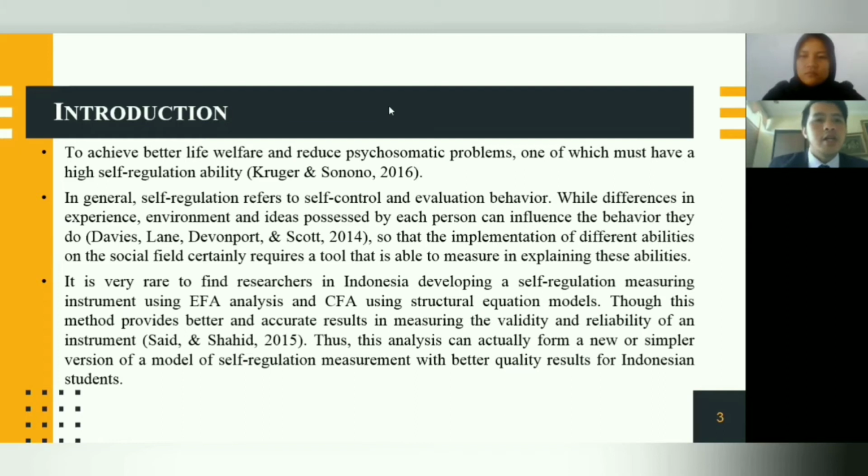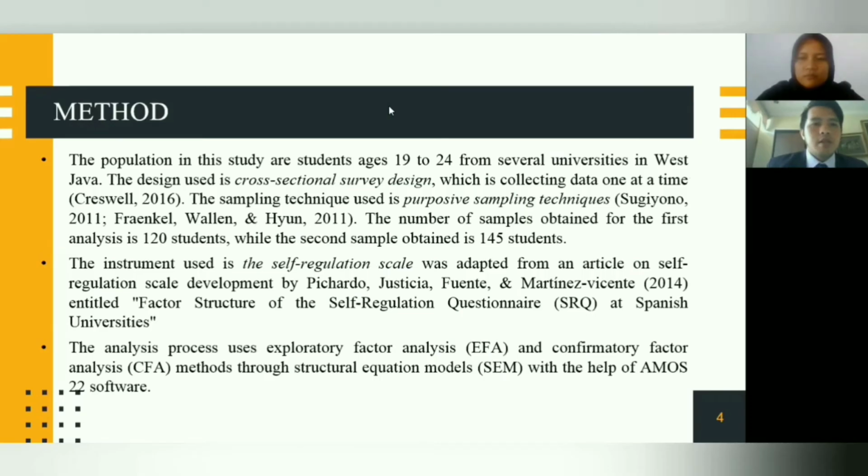this presentation method. The population in this study are students aged 19 to 24 from several universities in West Java. The design used is cross-sectional survey design, which is collecting data one at a time. The sampling technique used is purposive sampling technique. The number of samples obtained for the first analysis is 120 students, while the second sample obtained is 145 students.